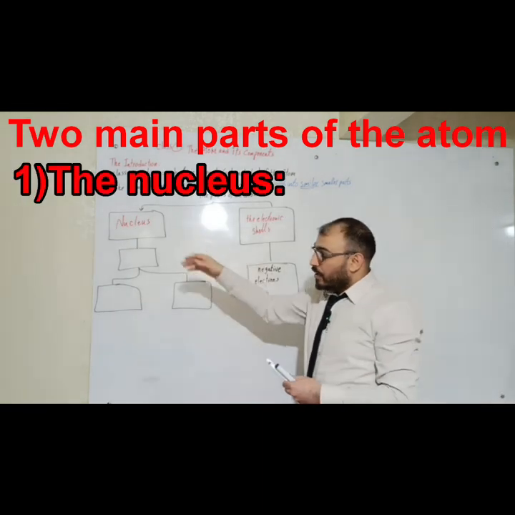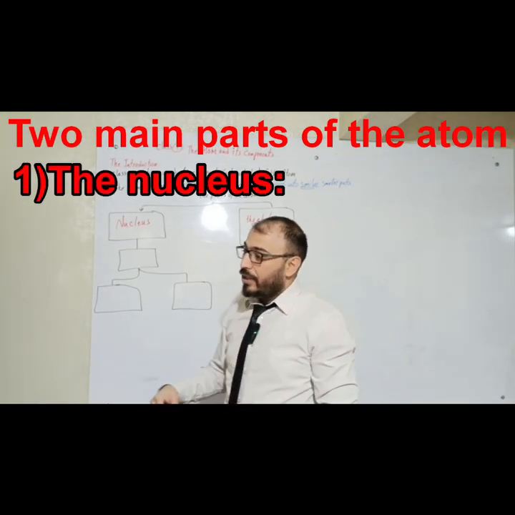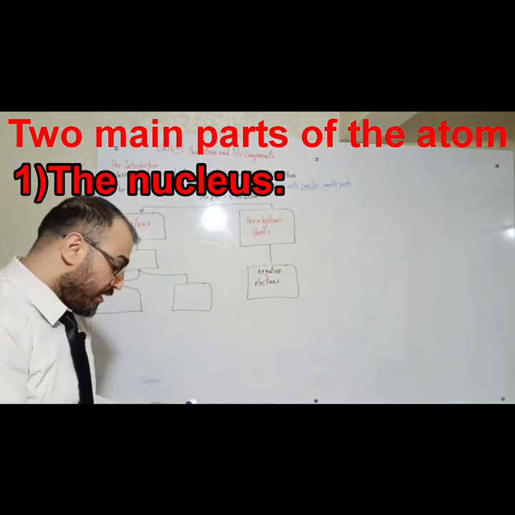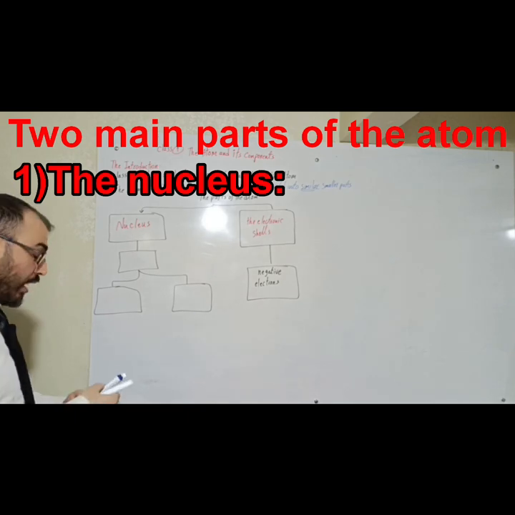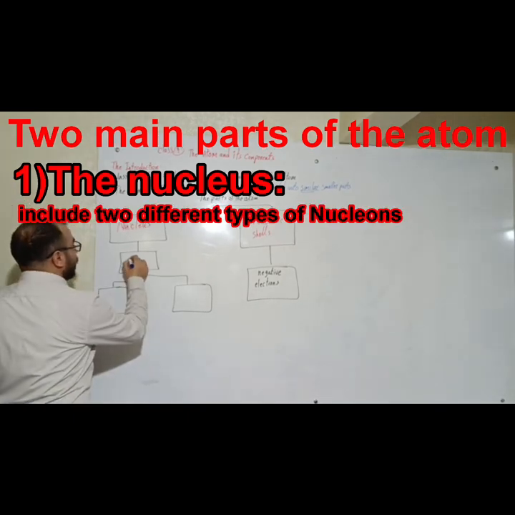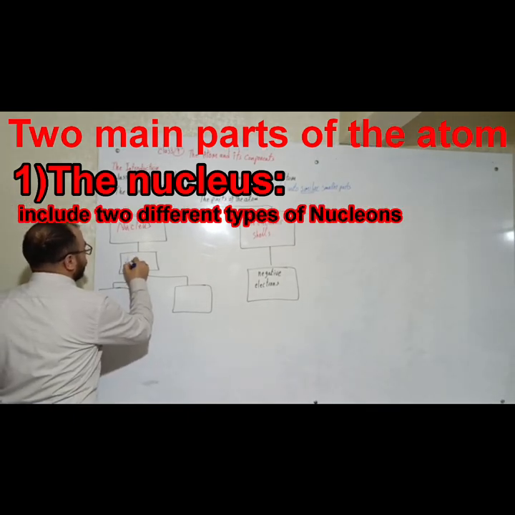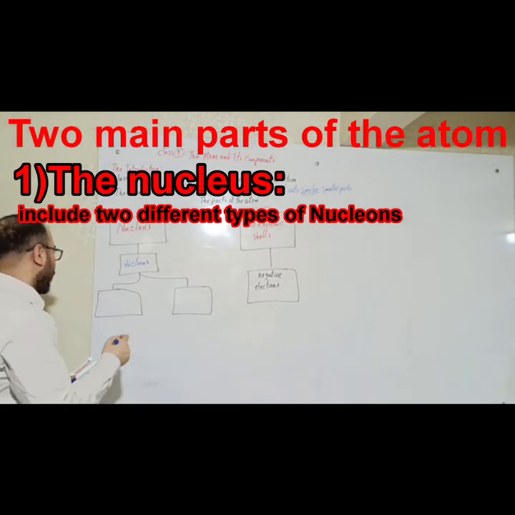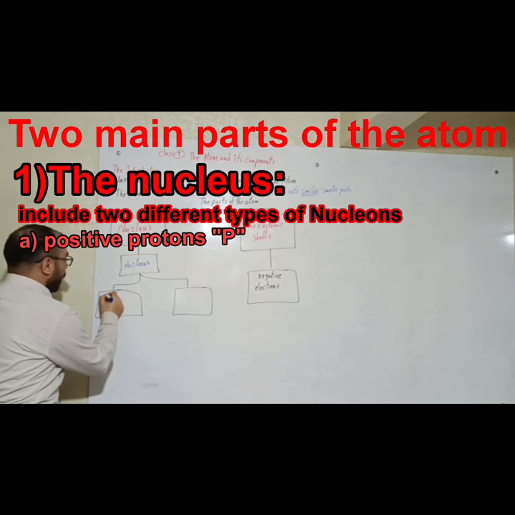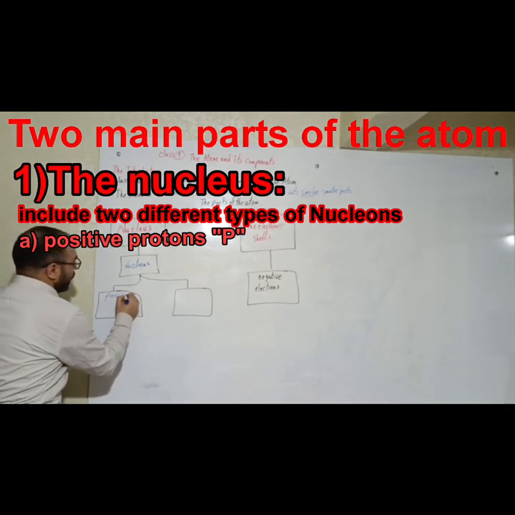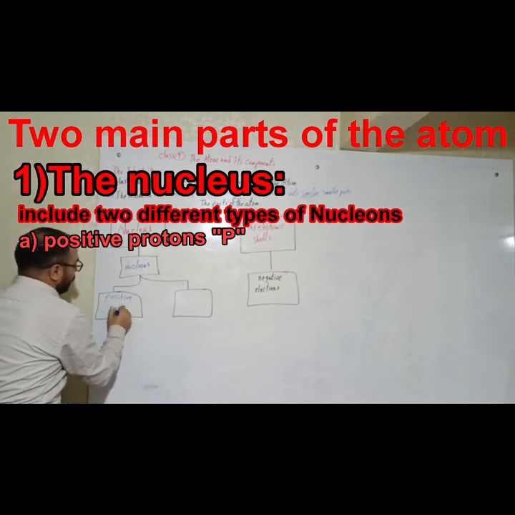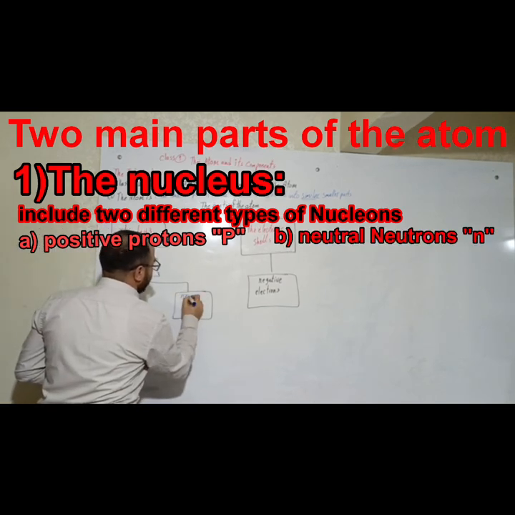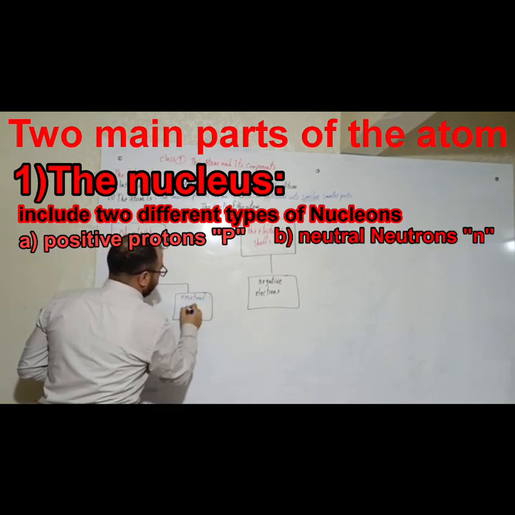On the other side, you can notice that there are two types of particles inside the nucleus, and those are called the nucleons. We have two types of nucleons. The first type is called positive protons, and we have neutral neutrons.